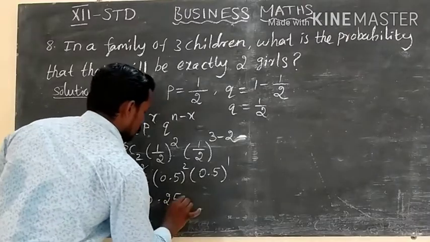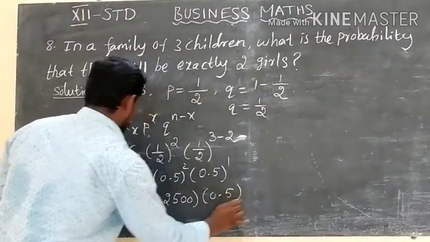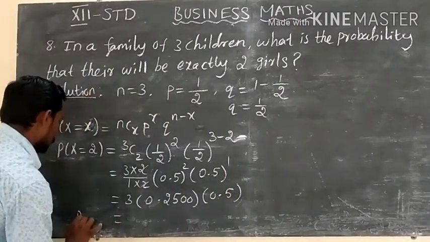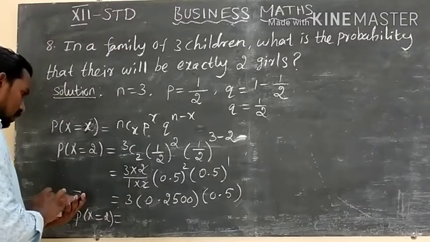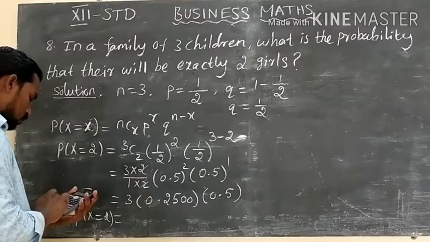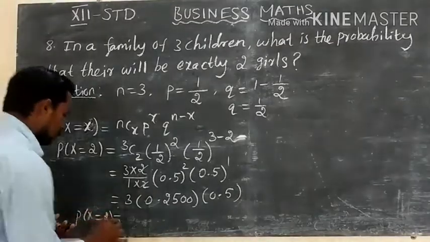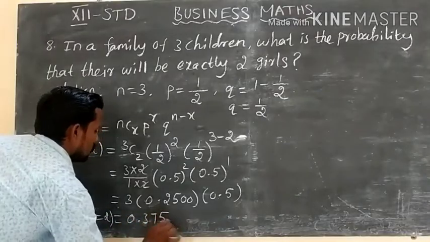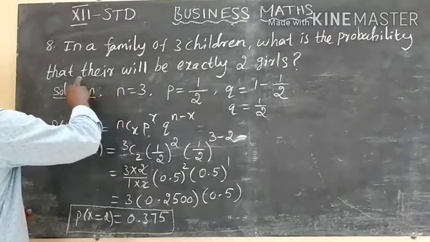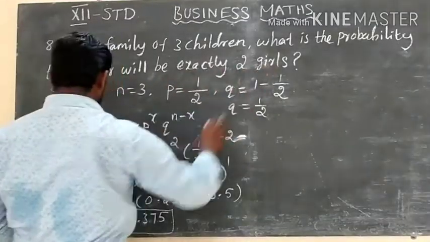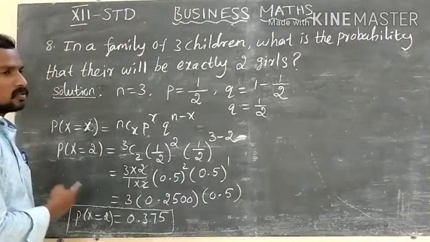So 0.5 the whole square is equal to 0.25. Okay. Then multiplying all the values, we get the answer: 3 into 0.25 into 0.5, which is equal to 0.375. This is your answer. This is the probability that exactly 2 girls will be selected, thus 0.375. That's all. I hope you understood the answer.